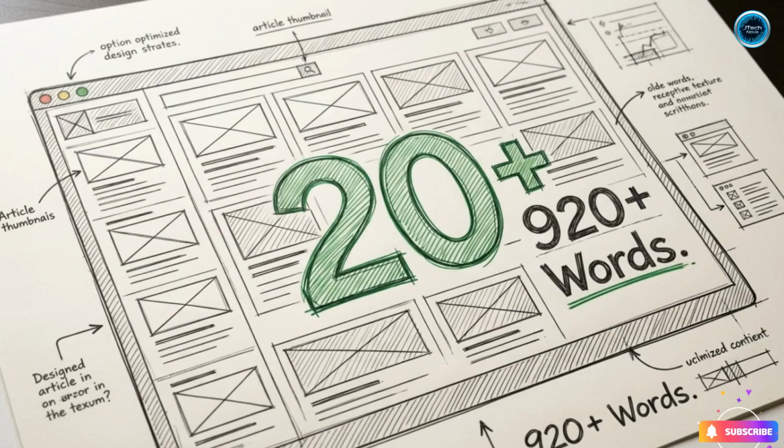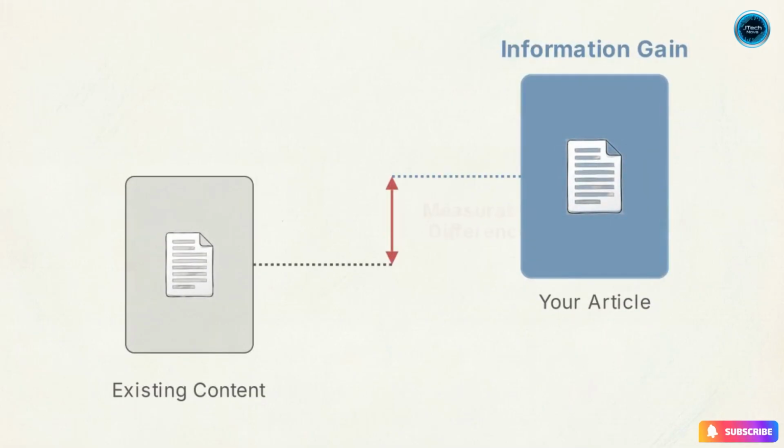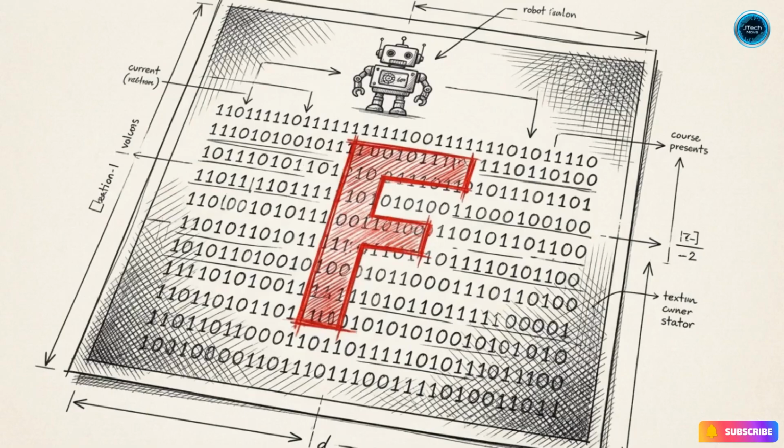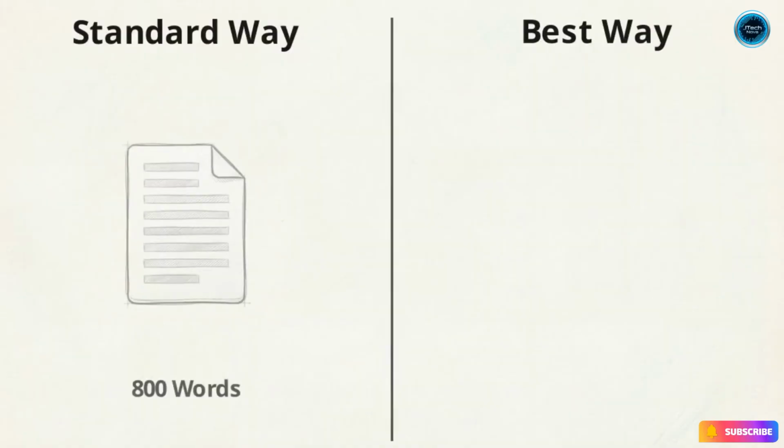Before applying, your site needs a minimum of 20 posts that clear this specific length requirement. But length means nothing without information gain. This is the measurable difference between your article and what already exists online. Publishing raw, unedited AI text automatically fails this test. This diagram compares the 2 approaches.